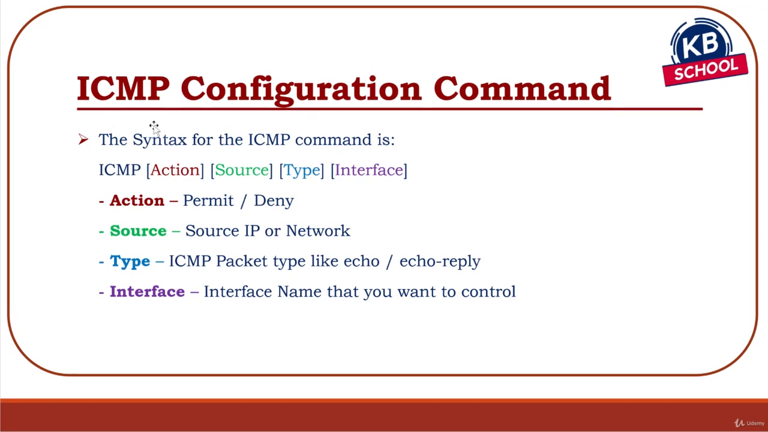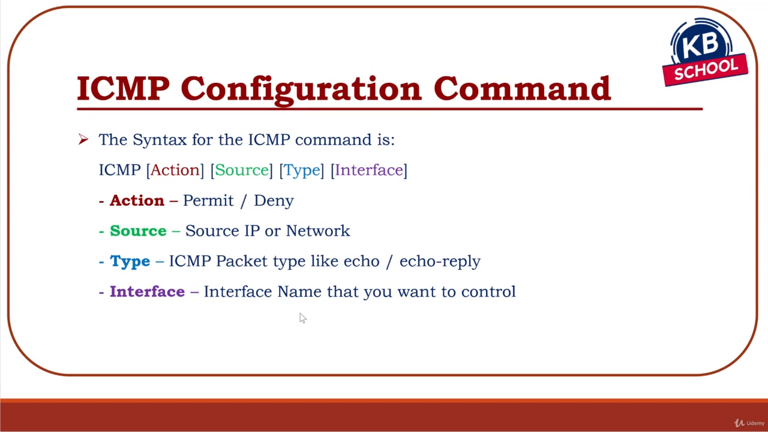What's the syntax for the command? It starts with ICMP as a command. Action is either a permit or a deny. Source IP address or network that you want to allow. Type, echo reply. If you don't specify, it's all packet types. And which interface do you want to apply it on?